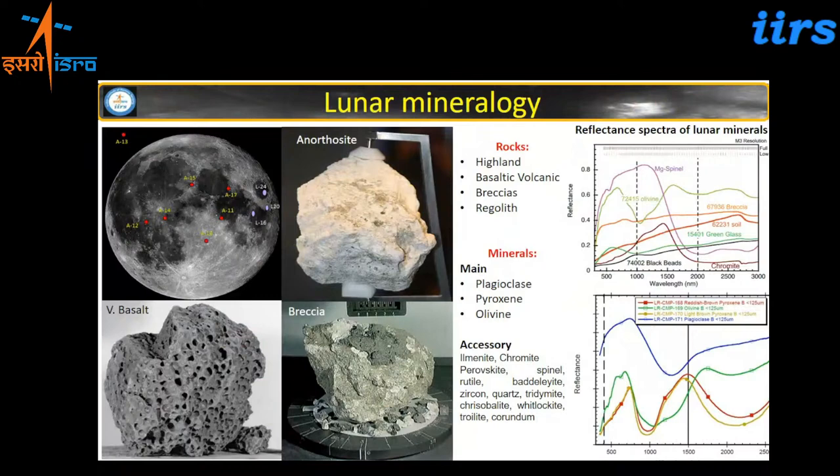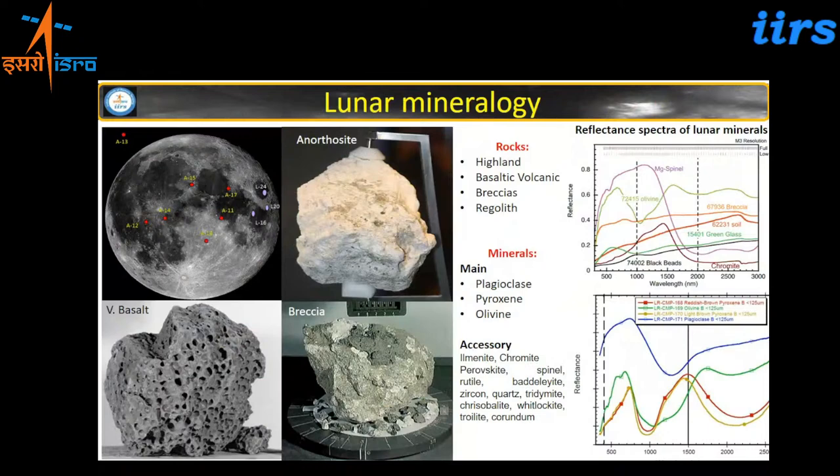Then the second lithology is basaltic lithology. They are volcanic rocks that form these low albedo dark circular regions. They are present in the form of lava flows and pyroclastic deposits, generated by partial melting of the lunar mantle, and they are rich in iron and magnesium when compared with the highland rocks.